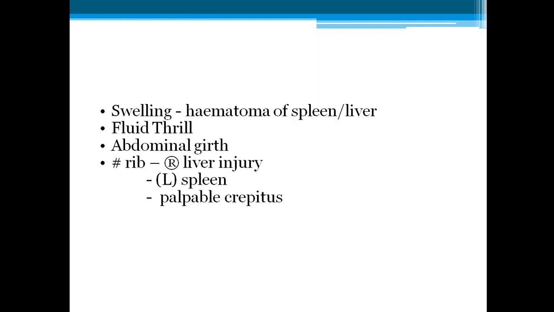Is there any particular swelling, maybe due to hematoma of the liver or spleen? If there is an increase in the intra-abdominal fluid level, you may get a fluid thrill on elicitation. Whether there is an increasing abdominal girth, or is it associated with any lower rib fractures, especially on the right side, liver injury is associated with that, and on the left side you have a splenic injury. And always you look for any palpable crepitus.